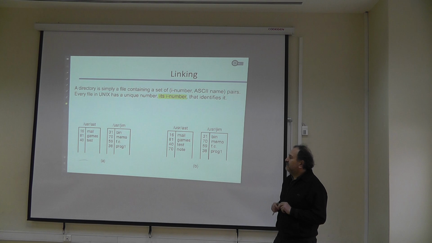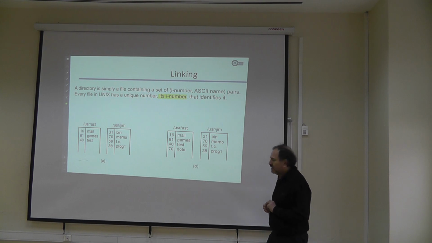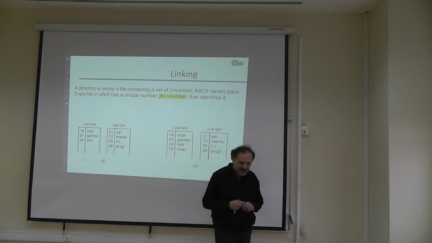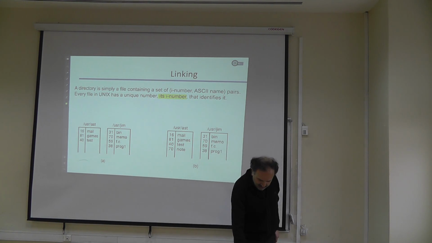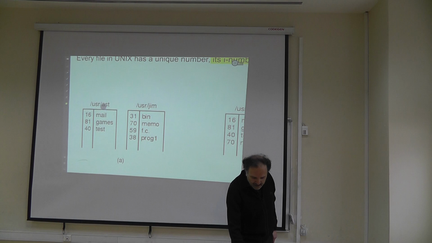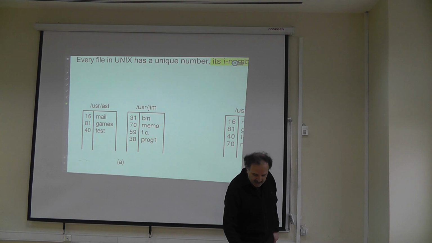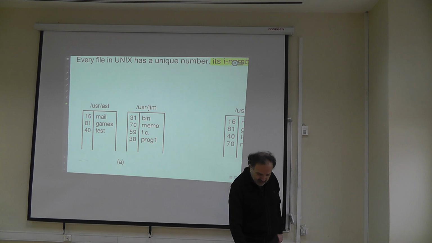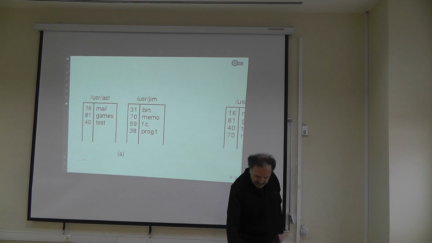I said that a directory is a special file. What kind of special file? In a directory, you have a list of files and their inumbers. For example, this is the user ASD directory. It has 3 files: mail, games, and test. These are the inumbers. So 16 is the inumber for mail, 81 is for games, and 40 for test. How about user gem? This is another directory.